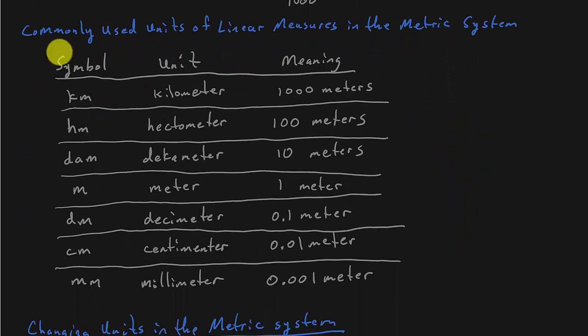All right, so some commonly used units of linear measure in the metric system. A kilometer is 1,000 meters. A hectometer is 100 meters. A decameter is 10 meters. And then a meter is just 1 meter. And then a decimeter is 0.1 meter, a centimeter is 0.01 meter, and a millimeter is 0.001 meters. So that's your conversion there.